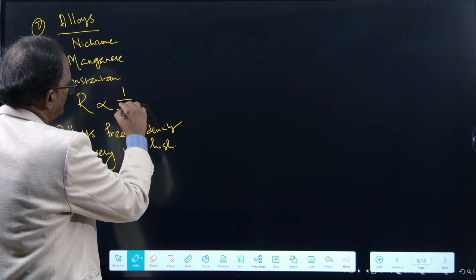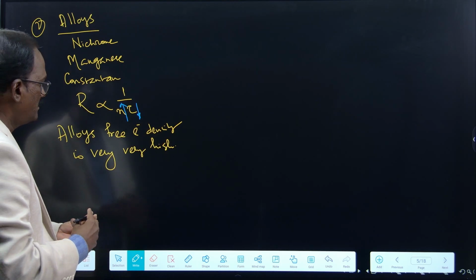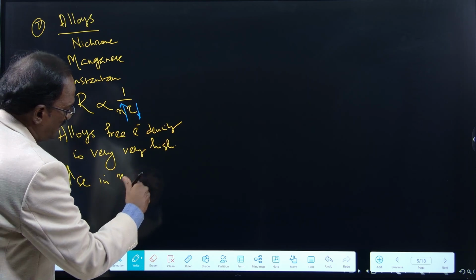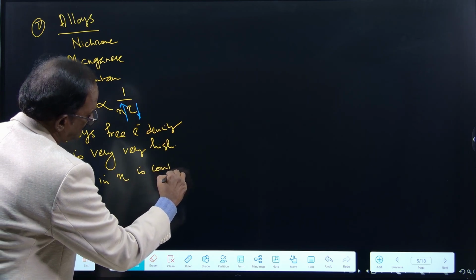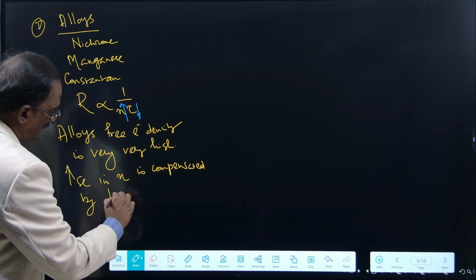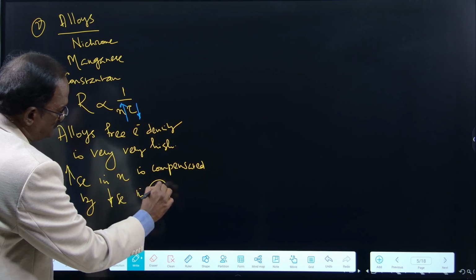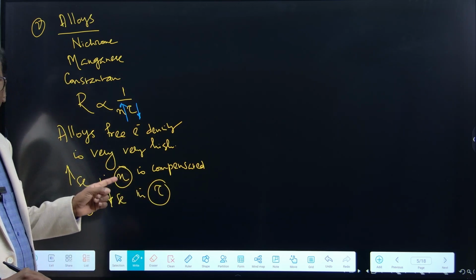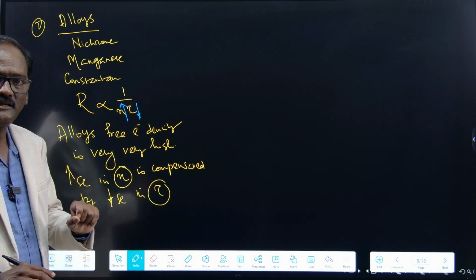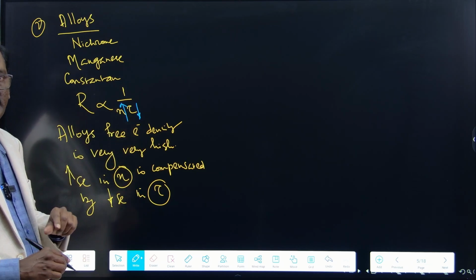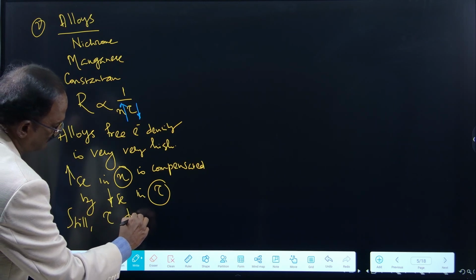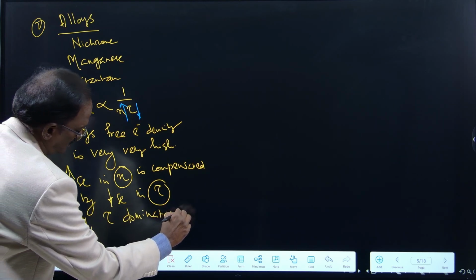N is increasing, tau is decreasing. The increase in N is compensated by the decrease in tau. But still, tau will dominate N. Still, tau dominates N.